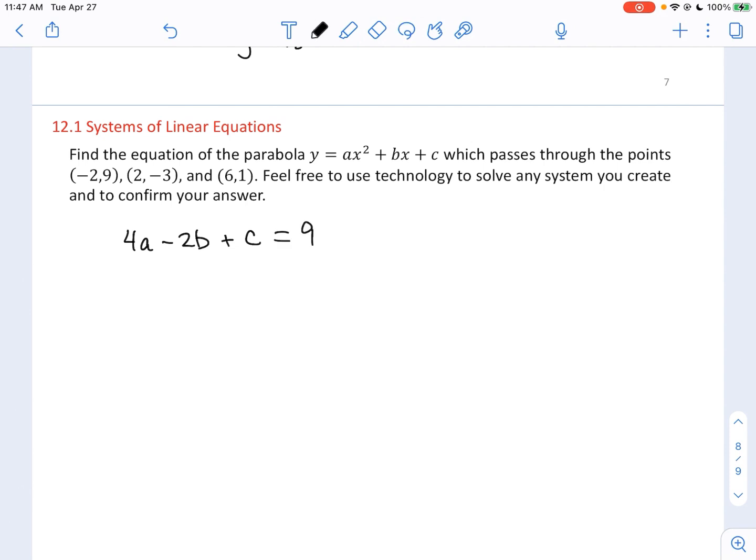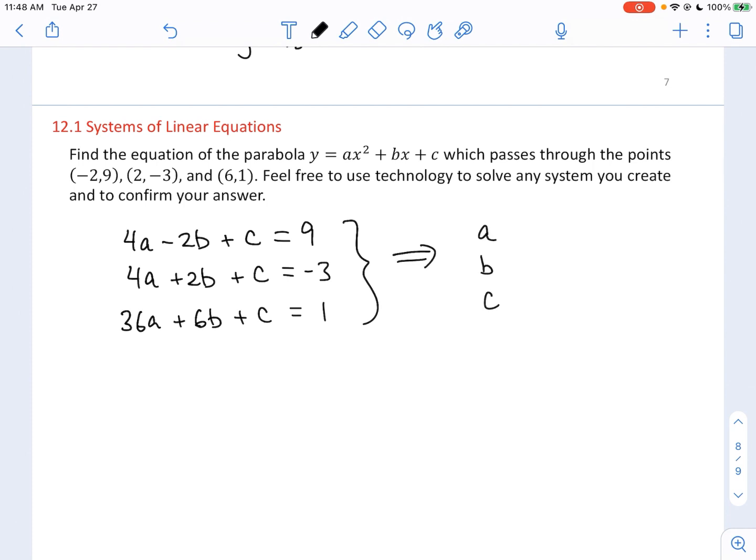Go through the second point, plug in 2 for x. That's going to give me 4a plus 2b plus c, and that is going to have to give us negative 3. And now we want to satisfy the third point, so plug in 6 for x. So plug a 6 into this expression for x. So we have 36a plus 6b plus c, and the result of this, the y-coordinate has to be 1. So here's our system, and I'm going to use Wolfram Alpha to solve this for a, b, and c.